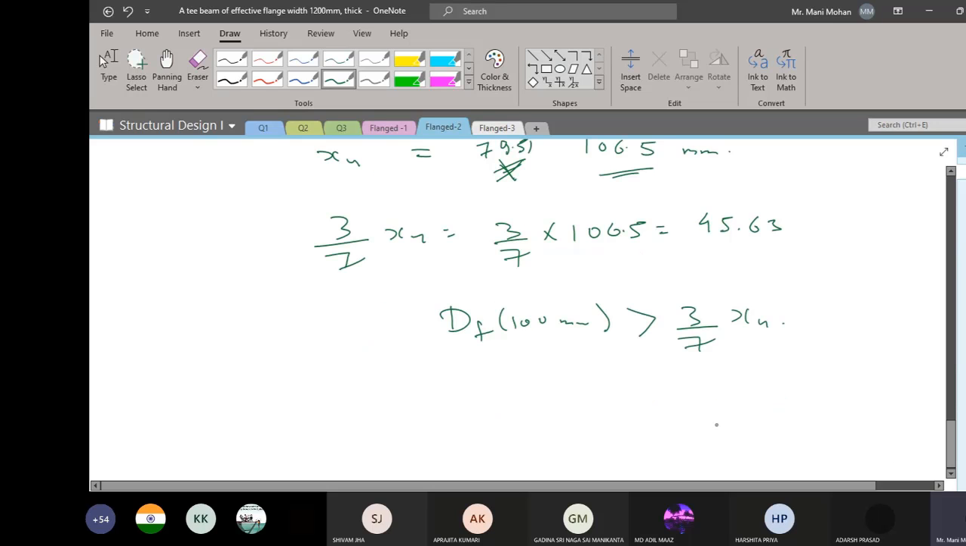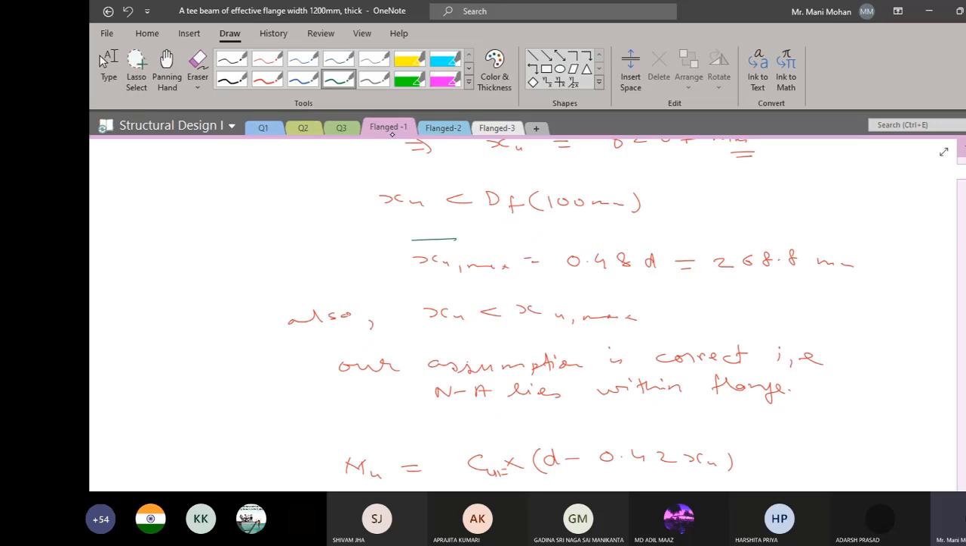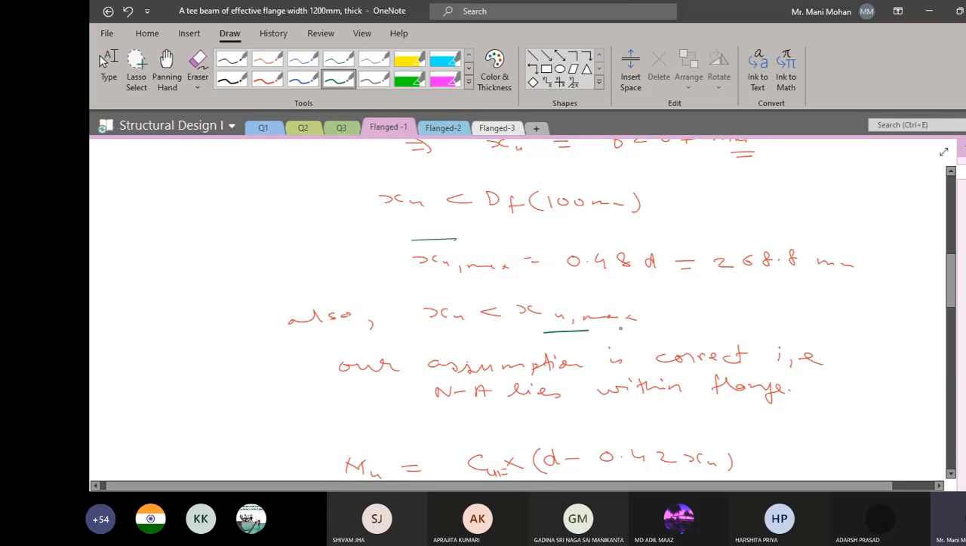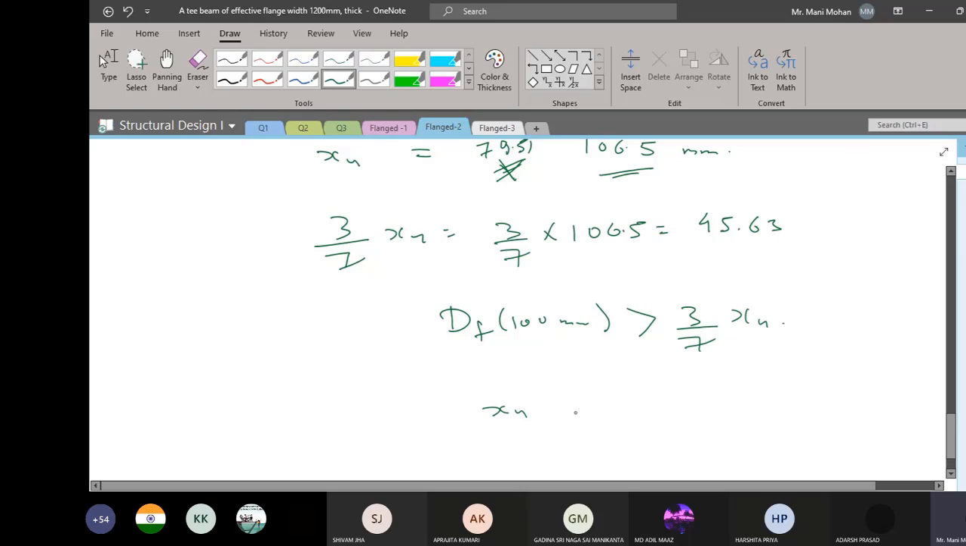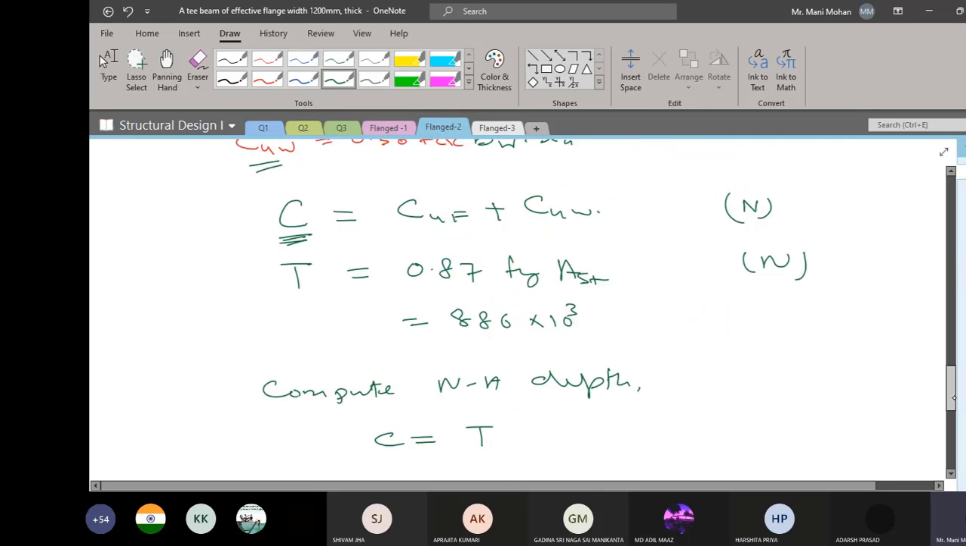And also you had computed XU max, if you recall. Here we had computed XU max as 268.8. So I can see my XU is also less than XU max. So our assumption is true. So I can say that this case is valid.